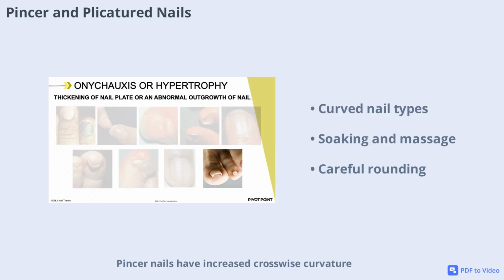Pincer nails have increased crosswise curvature, pinching into surrounding tissue, also called trumpet nails. Treatment involves soaking and massaging the skin away from the curved nail. Plicatured nails have sides that angle sharply into the soft tissue, requiring careful rounding of the corners. Both conditions benefit from gentle care and at-home soaking and massage.